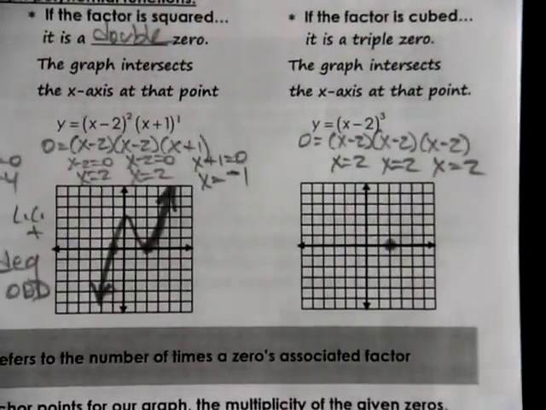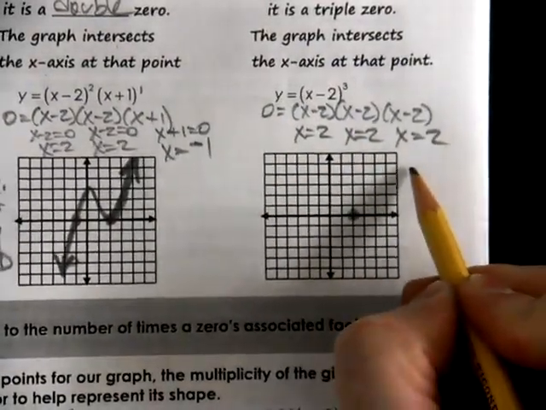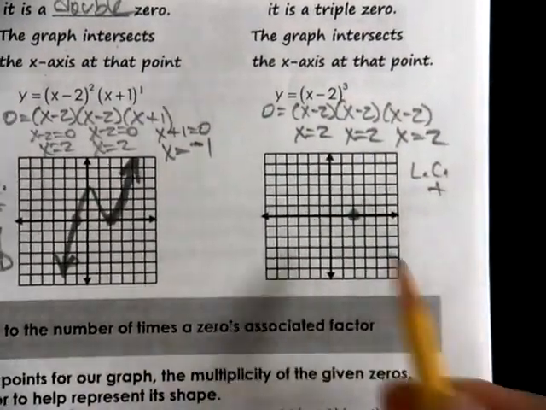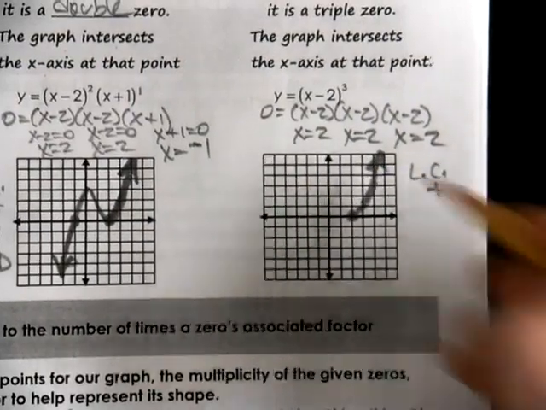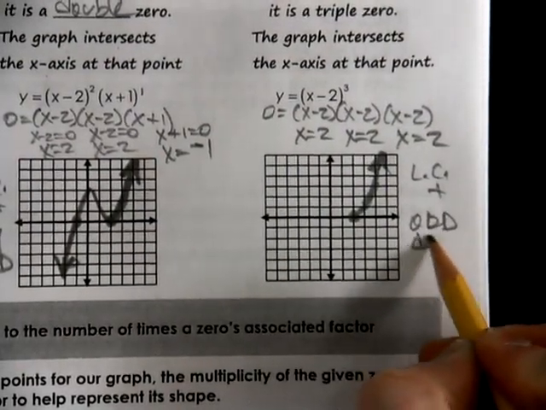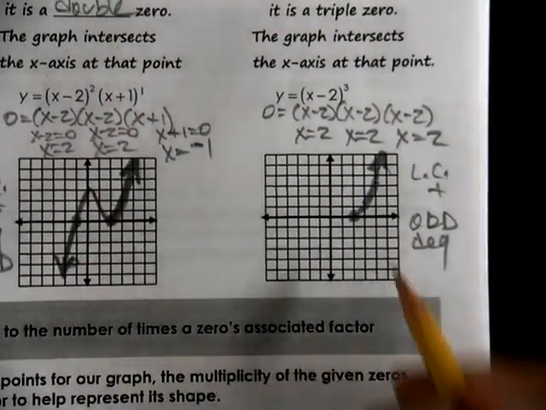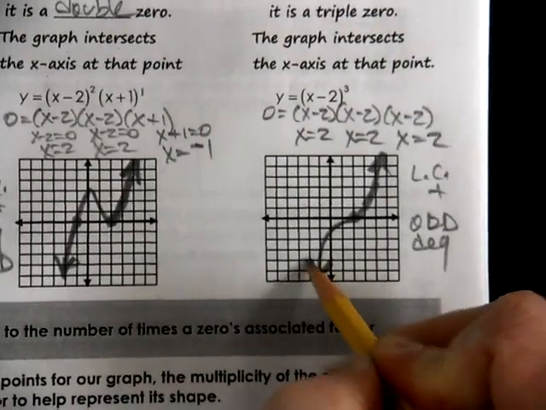So that's what's happening. Well, we can use all our same rules that we've thought about before. This has a leading coefficient that's positive. So you know it's going to be increasing to the right. You know that it's an odd degree. So you know it's going to go in the opposite direction, this way.